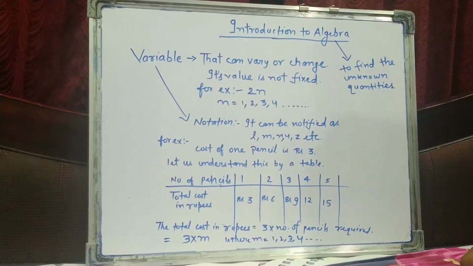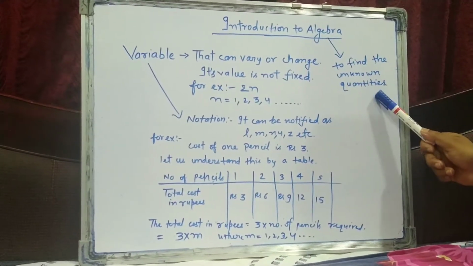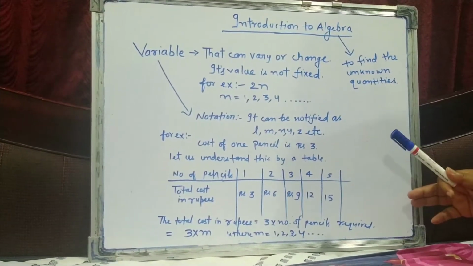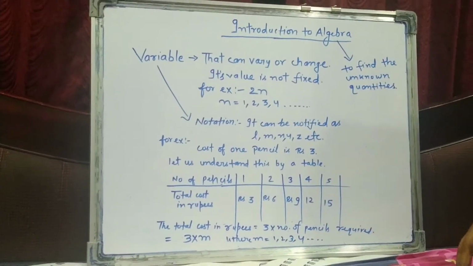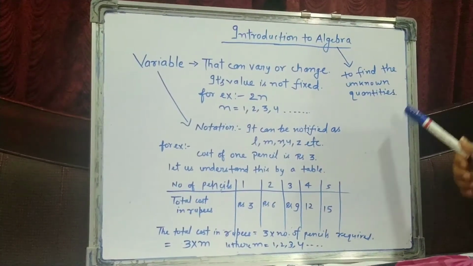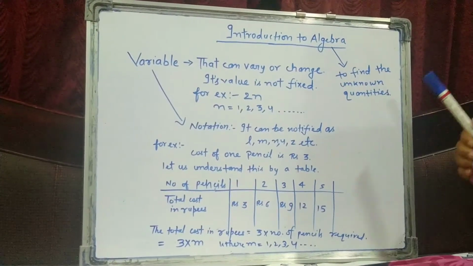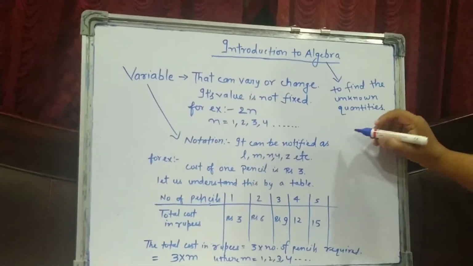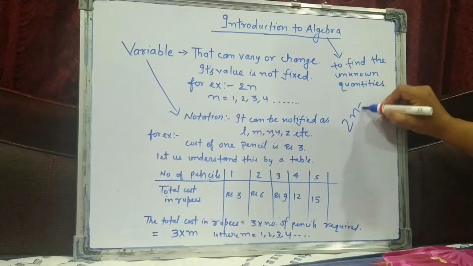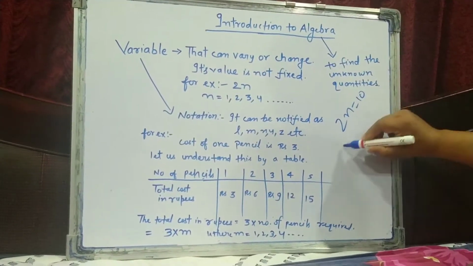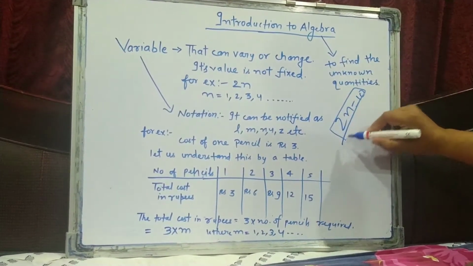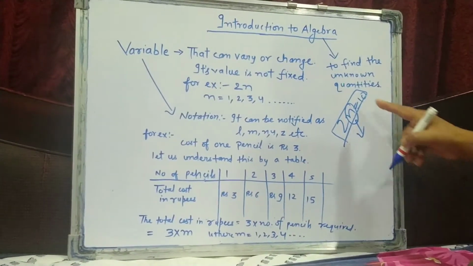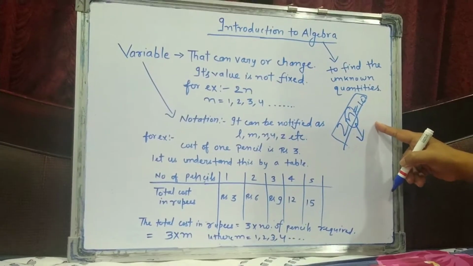Algebra is used to find unknown quantities. If we are given an equation like 1x equal to 3, 1 plus x equal to 3, or 2 into n equal to something, you can see 2n equal to 10. If we have been given this equation and we have to find the value of n, then n is the variable here.